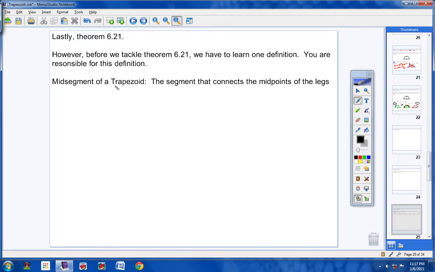Mid-segment of a trapezoid. What is the mid-segment of a trapezoid? I'm glad you asked. It is the segment that connects the midpoints of the legs. So let's say I have a trapezoid that looks like this. Now it doesn't have to be isosceles. It can be any trapezoid at all, okay? So this side here is parallel to this side here.